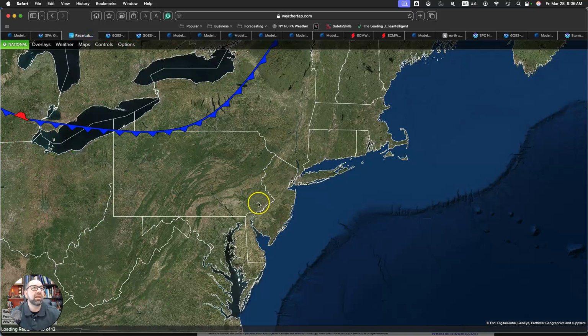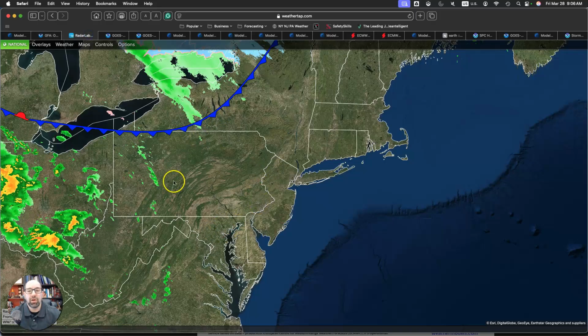You can see on the latest WeatherTap radar and surface map, we do have a few isolated showers approaching the region, but for the most part, it's going to be a variable cloudy day with some breaks of sun here and there.